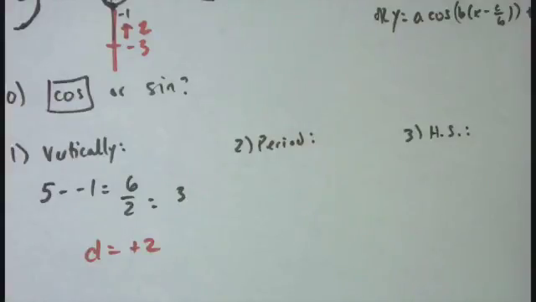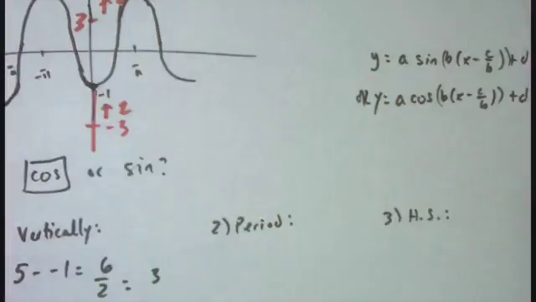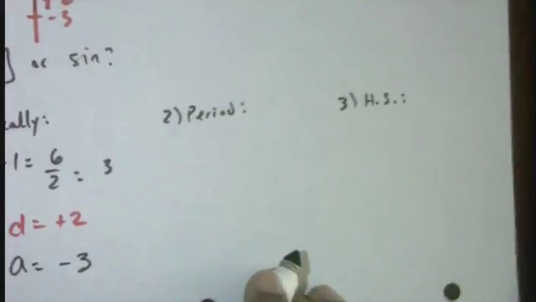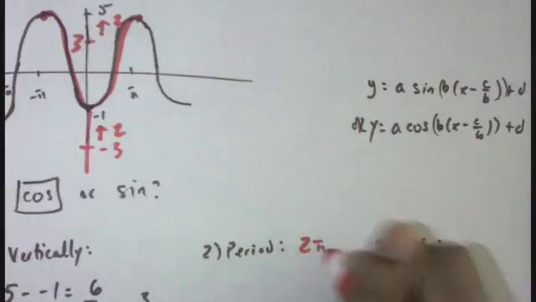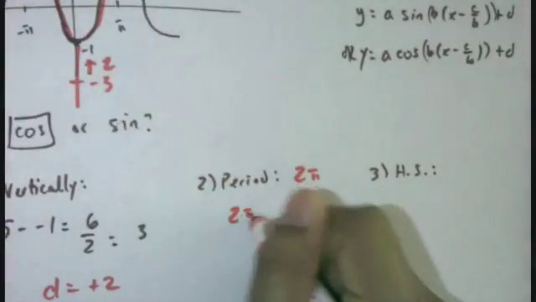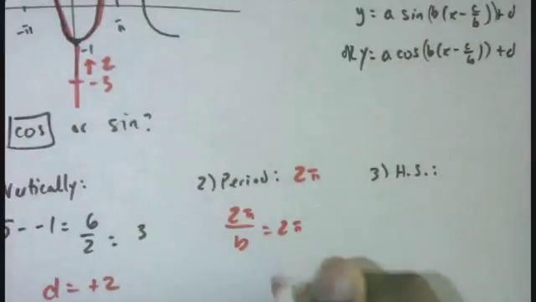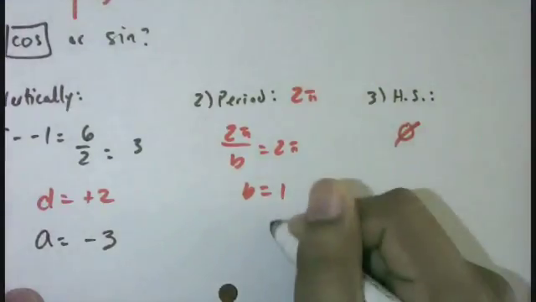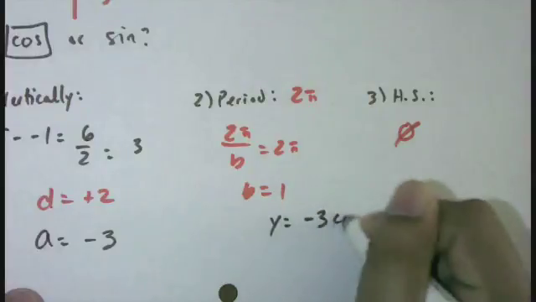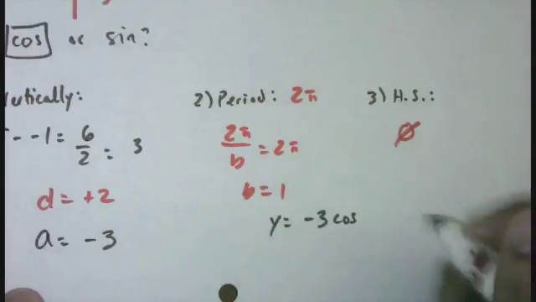Now, is a going to be a positive 3 or a negative 3? Again, my cosine graph is starting out at its minimum. That means a has to be a negative value. So a is equal to -3. The period. The period was from negative pi to pi. The distance between those is 2 pi. To solve for b, you should have done 2 pi divided by b, and that gets a b value equal to 1. There was no horizontal shift, so now I can write my first equation. My first equation is going to be y is equal to -3 cosine of 1x plus 2.